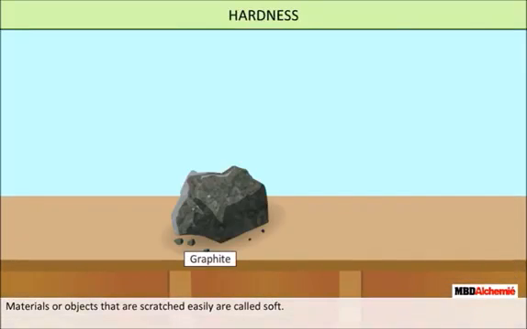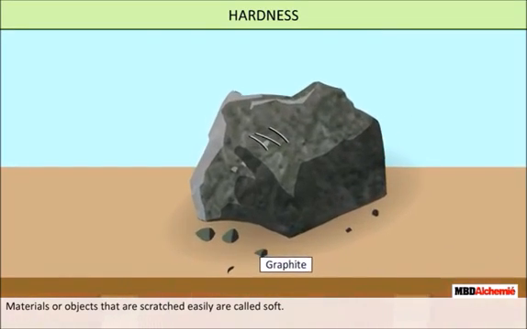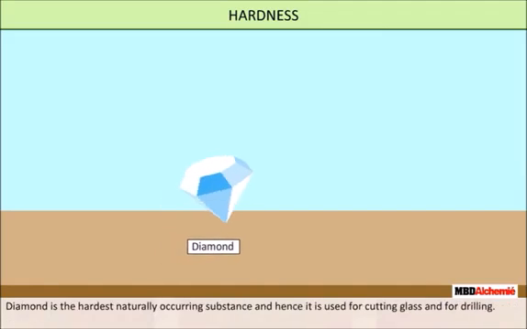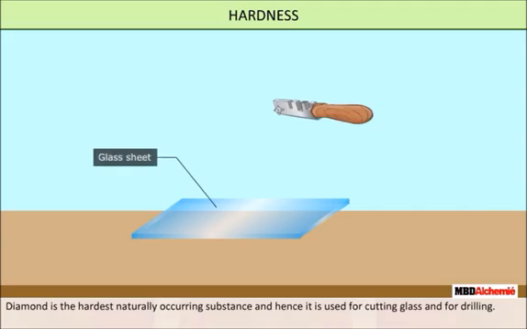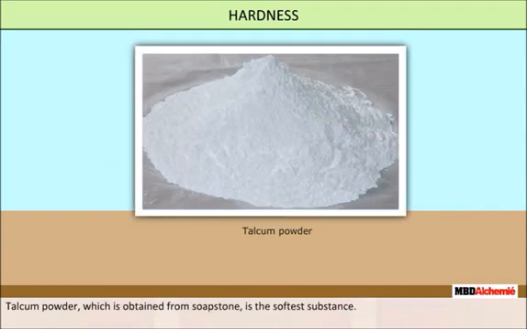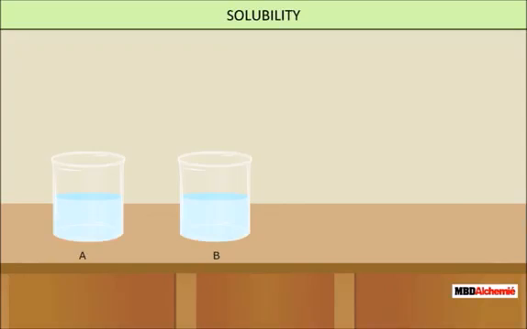Hardness. Materials or objects that can be scratched easily are soft. For example, graphite is a soft material and can be scratched easily. Materials or objects that cannot be scratched easily are hard. For example, diamond is the hardest naturally occurring substance and hence is used for cutting glass. Talcum powder, which is obtained from soapstone, is the softest substance.